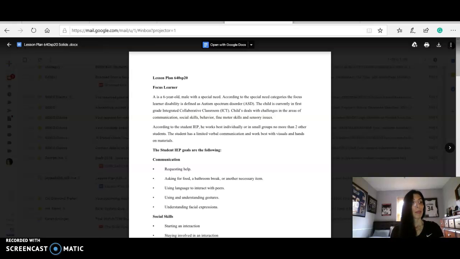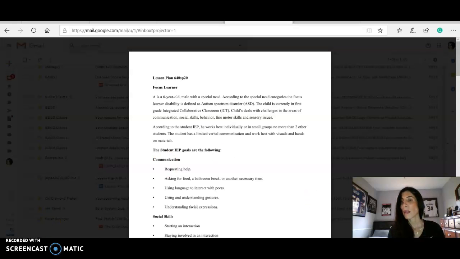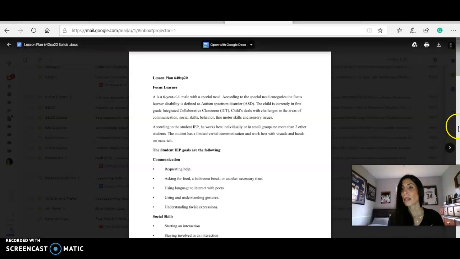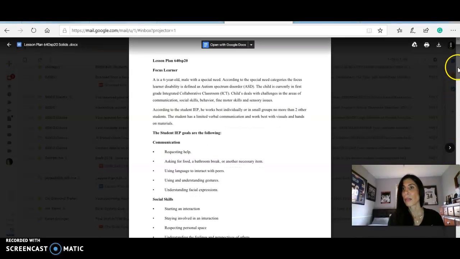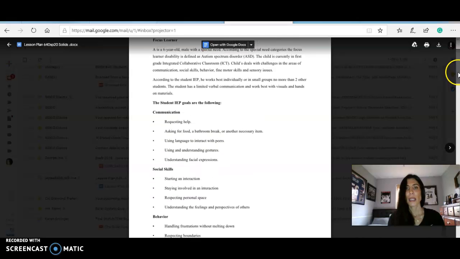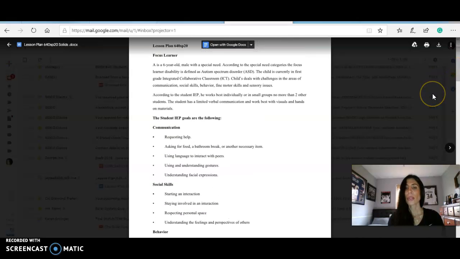And the title of our lesson is Identifying Solids, which is a science lesson. The objective is to identify different matters of solids and other forms of material. And our focused learner is a 6-year-old boy named Kevin.